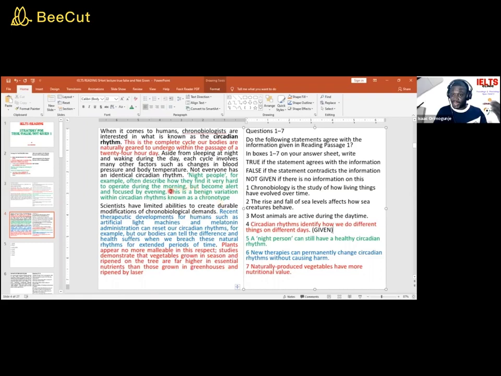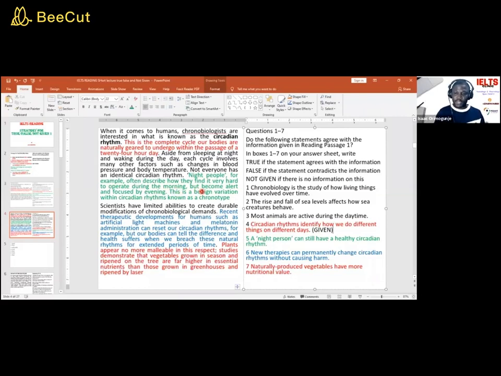I know that expressions and vocabulary can be very, very key, especially for those who are writing academic. You need to understand a variety of. This is a benign variation. This one is actually talking about whether it has health implication or not. So it is measuring the same thing. A night person can still have a healthy circadian rhythm. So in this part, it didn't talk about their health, but this part, this is a benign variation.